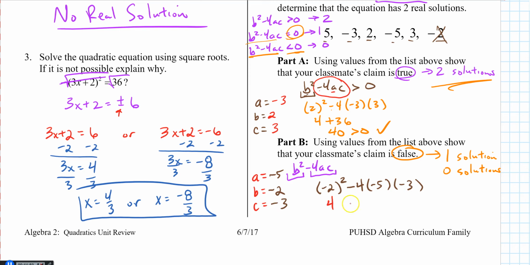So I get 4, and then in here, it's going to be -4 times -5, which is positive 20. Positive 20 times -3 is -60. And now we can see for sure that it's 4 minus 60, which is -54, which is definitely less than 0, which shows that my classmate is wrong.